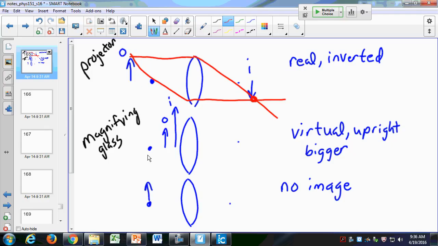Where my two rays cross, give me my image. This is an inverted image. It's real, and it's like what you get in your eye, right? You get this type of image, which is a convex lens on your eye. It's an inverted image, and it's a real image.